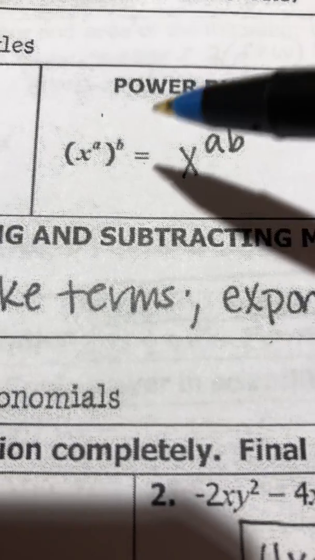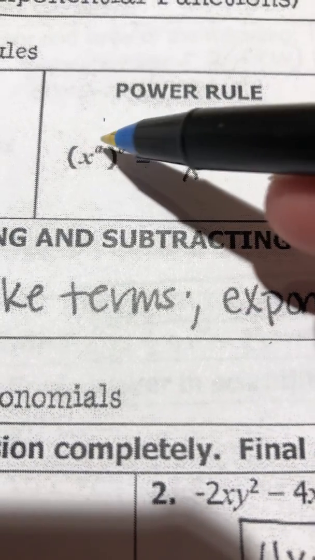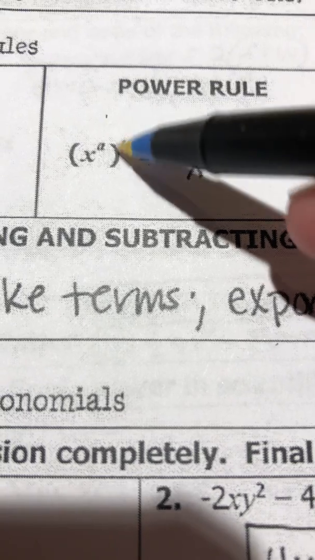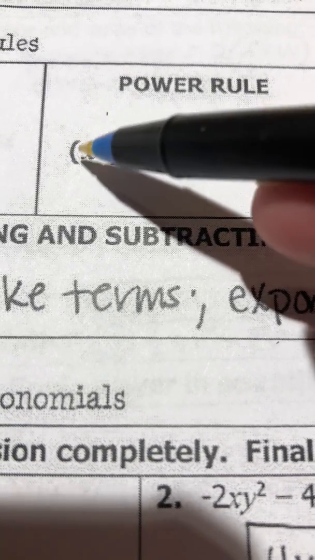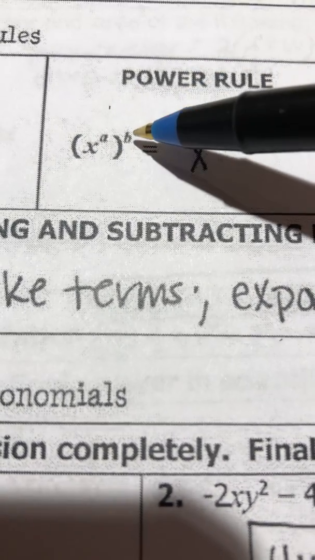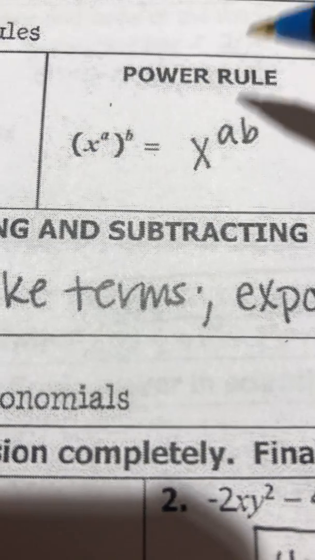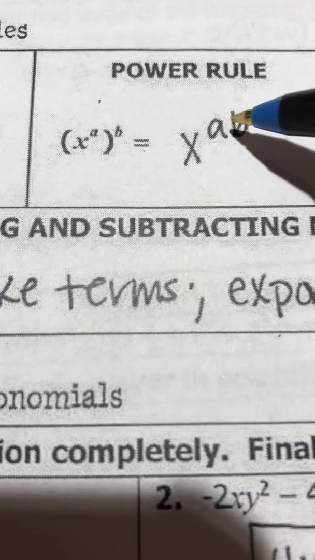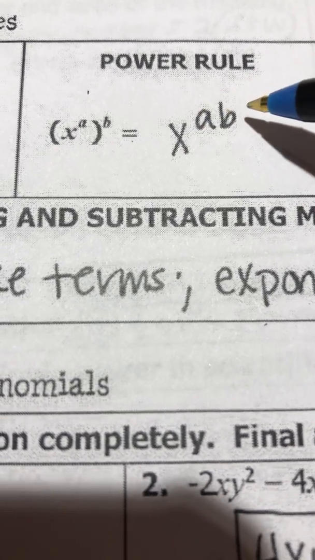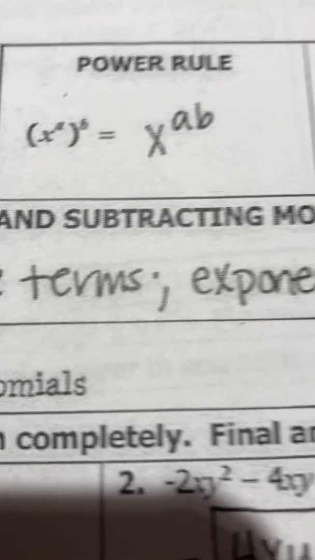The power rule, so this is a little different because you have an x to some power, but that's all in parentheses, and you are taking that whole expression to another exponent. So you have to multiply a times b to simplify that.